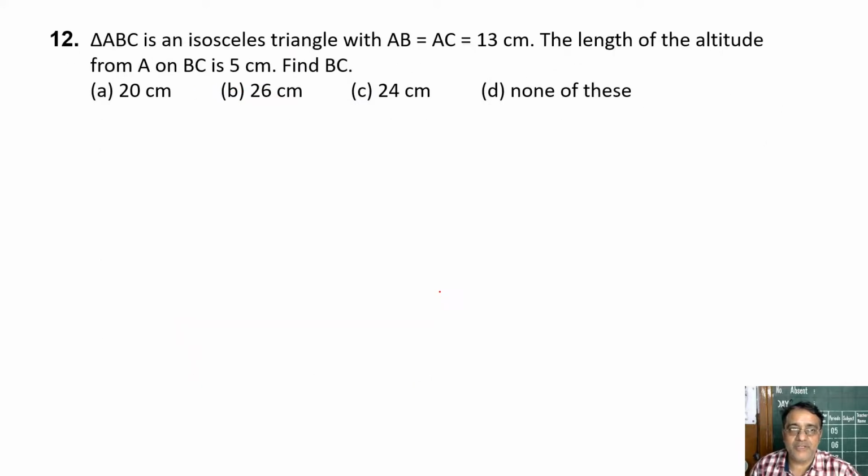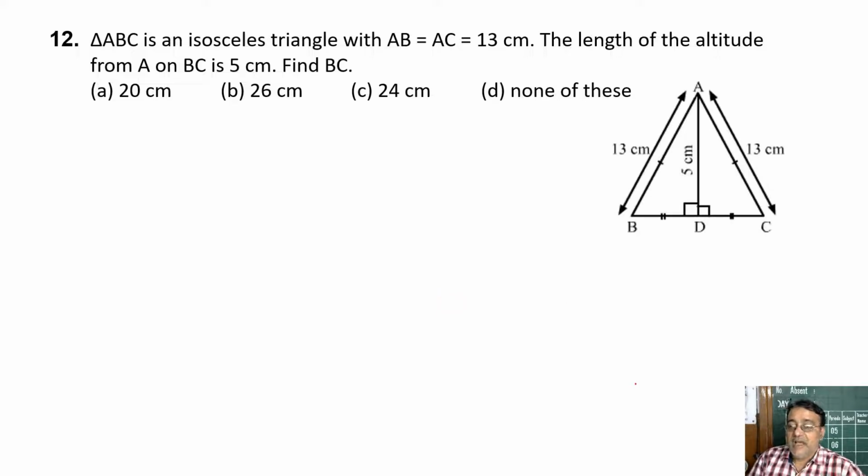So now we are moving toward question number 12. Triangle ABC is an isosceles triangle with AB is equal to AC is equal to 13 centimeter. The length of the altitude from A on BC is 5 centimeter. So this is the rough diagram. And we know that in an isosceles triangle also, the altitude from the vertex bisects the base. So these two will be equal. So what we will do, we will find either BD or CD, then we will multiply with 2 to get the value of BC. So we are going to take this triangle.